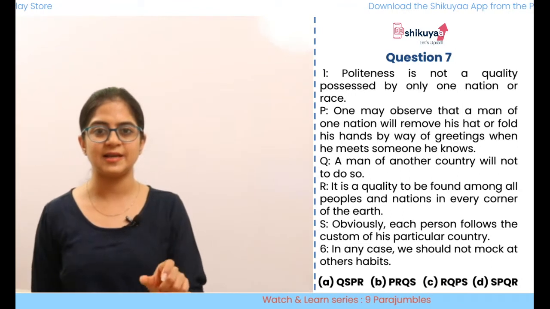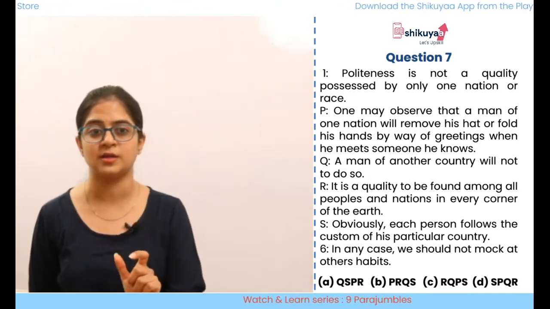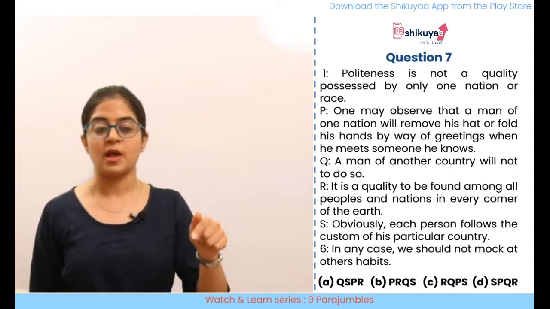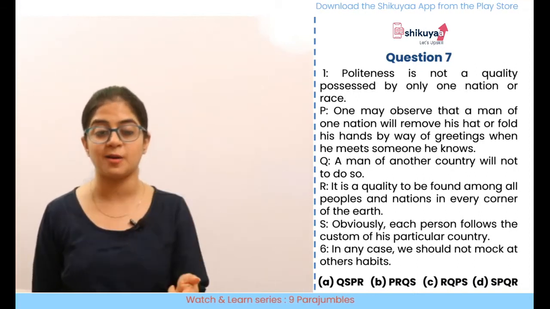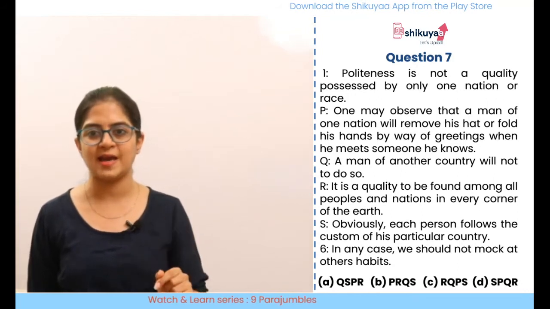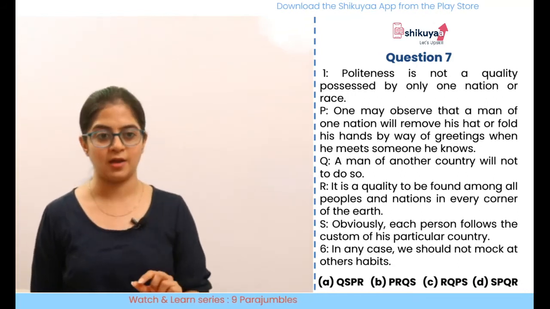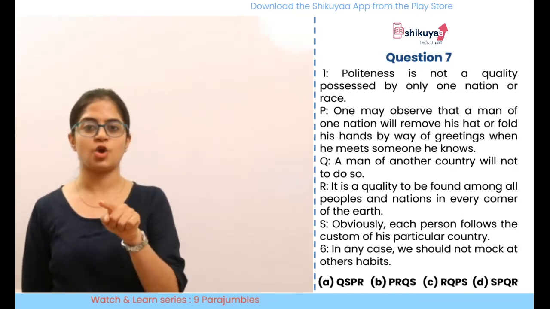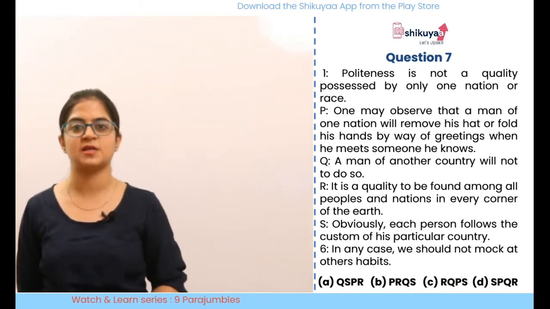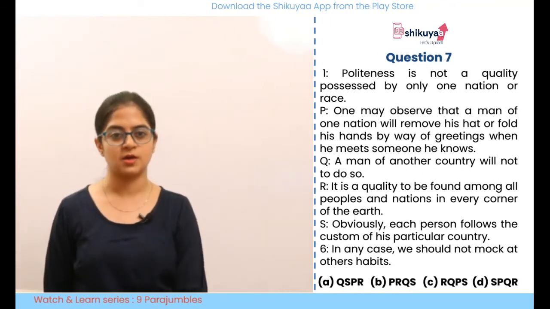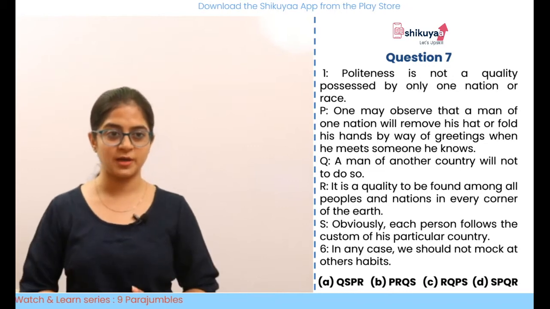Now in the S sentence, we have the trigger word, that is, obviously each person follows the custom, and before this sentence we are talking about custom, that is sentence P. Okay, so P and S can be the pair. So the most logical sequence, if you can see, is option C. So the people who have selected the answer C, congratulations, it is the most correct reply. Next question please.